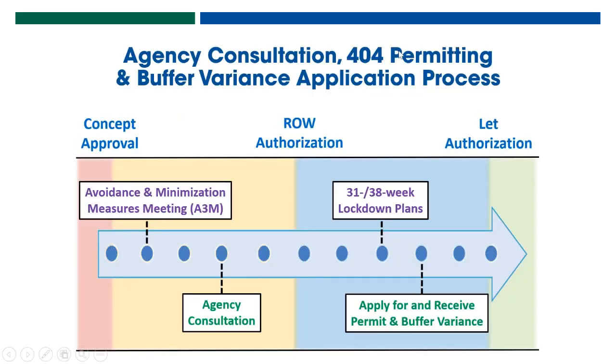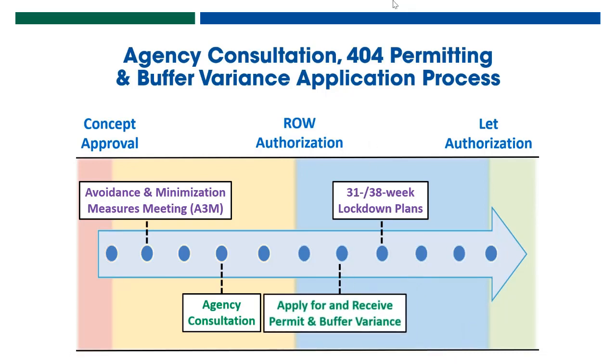All right, so here it is. The big innovation on this is to move the permit and potentially buffer variance earlier in the process, coming out of PFPR and prior to the lockdown plans. So this is something, again, we're looking at essentially what's the design bid build model here. And this is something that we can demonstrate that we've been able to successfully do.